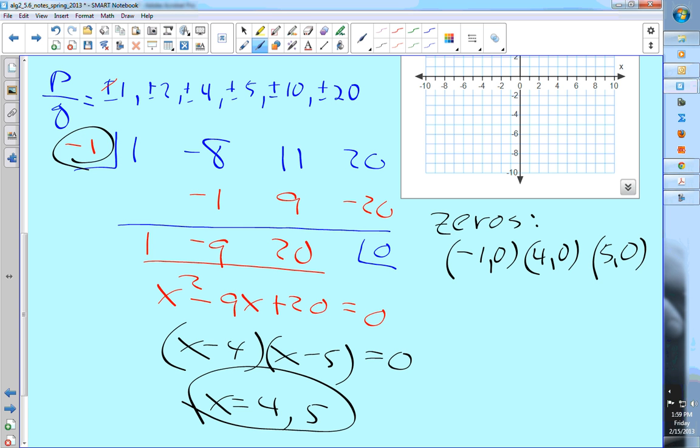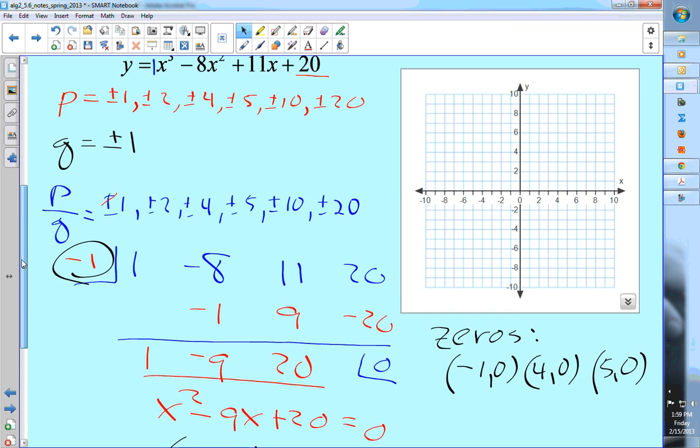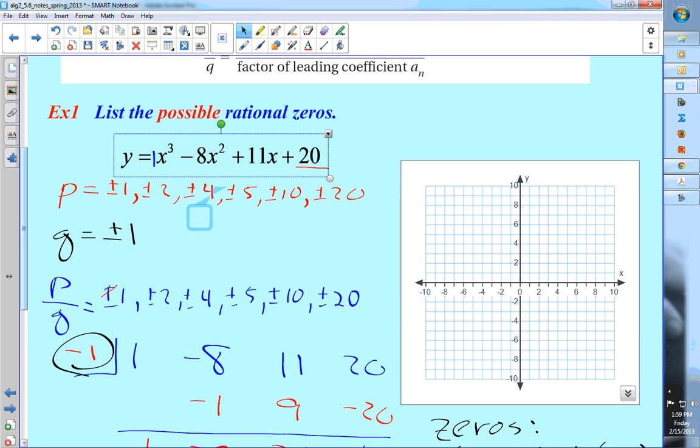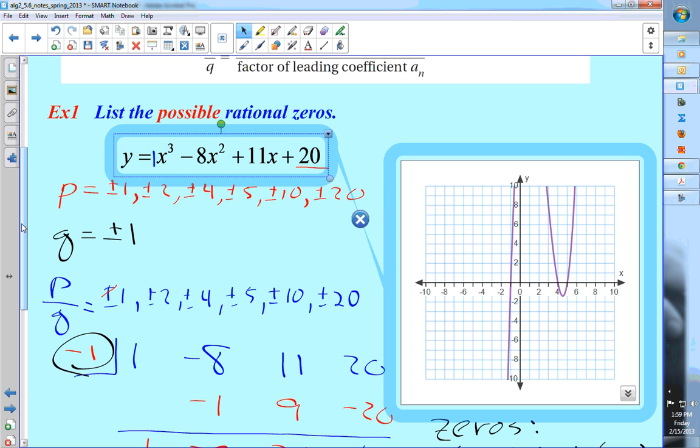Now, sometimes this becomes an exhausting list, and you have to keep trying and trying and trying. You'll see that we'll get fractions that can be in there. You have to be able to work them through. When you graph this polynomial, it's going to go through -1, 4, and 5. You don't have to worry about graphing today. I just want you to see that that's where they cross.